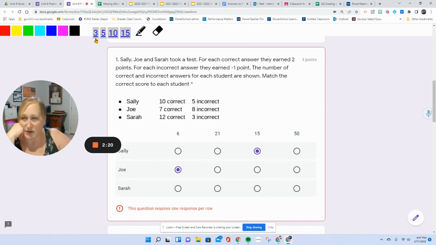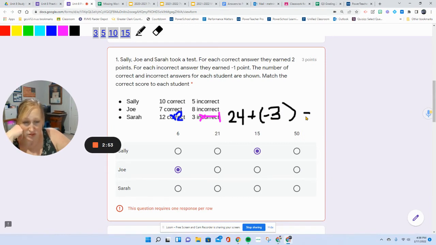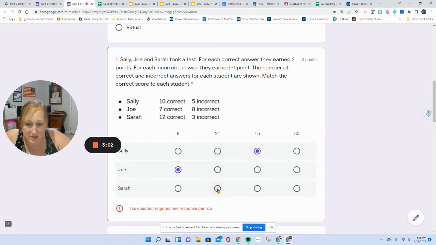Let's figure out what Sarah got. So Sarah, same situation. She got 2 points for all of her correct. So 12 times 2, that's a good thing. But the getting them incorrect will be times negative 1. So Sarah got 12 times 2, which is 24 points. Good for correct. But then I have to put in what she lost, which was 3 times negative 1, which is negative 3. So therefore, my answer, applying those rules, 24 plus a negative 3 is going to be 21. So we'll click Sarah got 21.